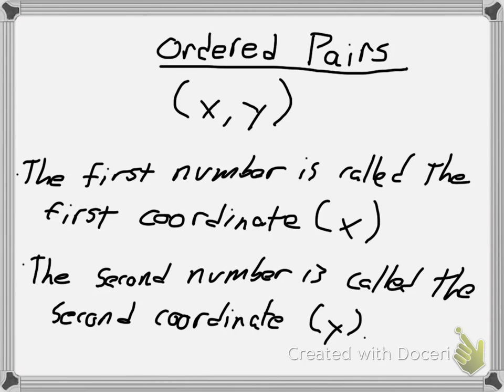So, first thing we need to know when talking about a coordinate plane is that we have these things called ordered pairs. Now, ordered pairs are written as two numbers inside parentheses separated by a comma, and we refer to them as (x, y), or x comma y. That first number, x, is called the first coordinate. Our second number, y, is called our second coordinate. And what those are going to do is help us locate different positions or different points on a coordinate plane.